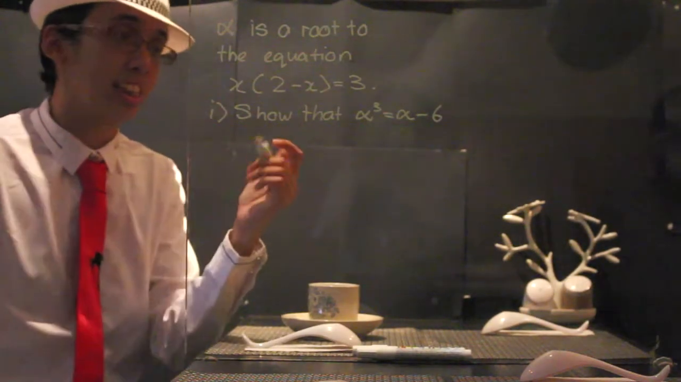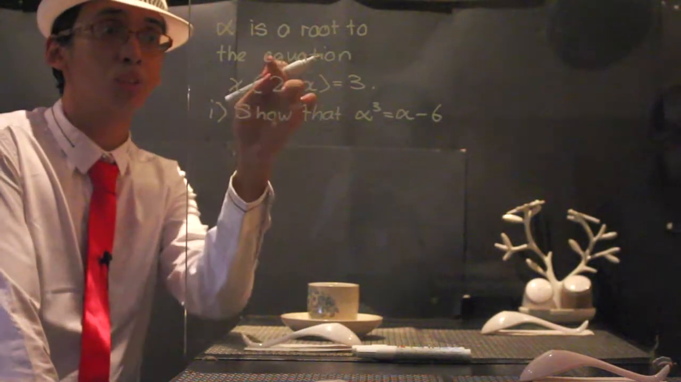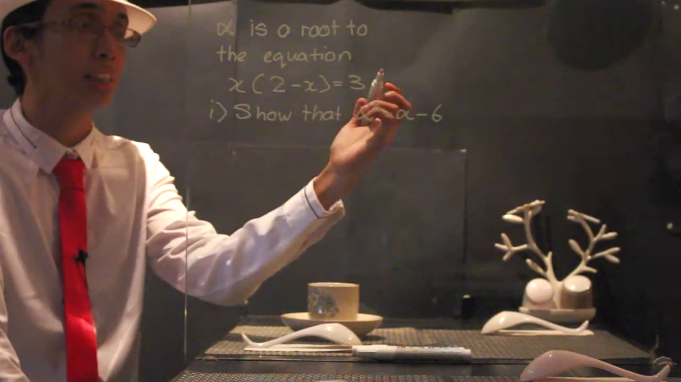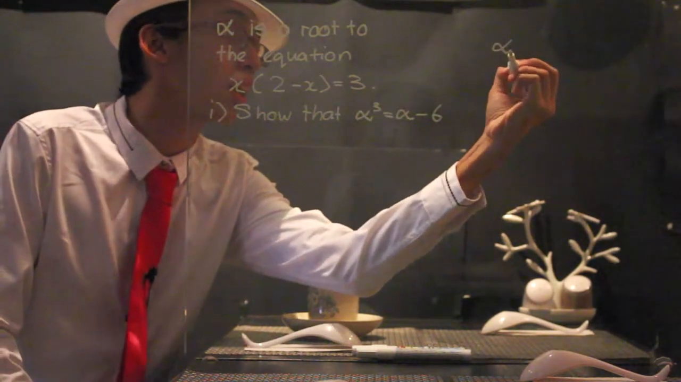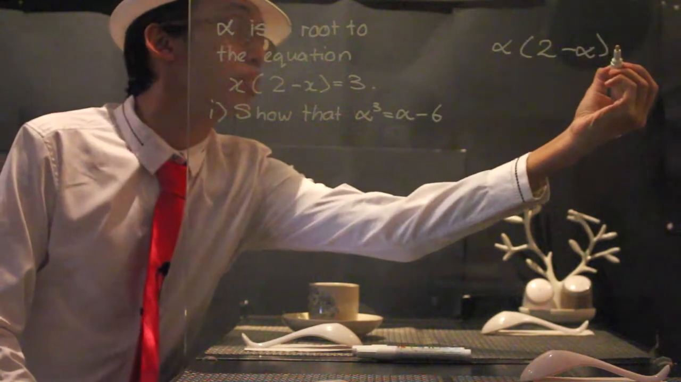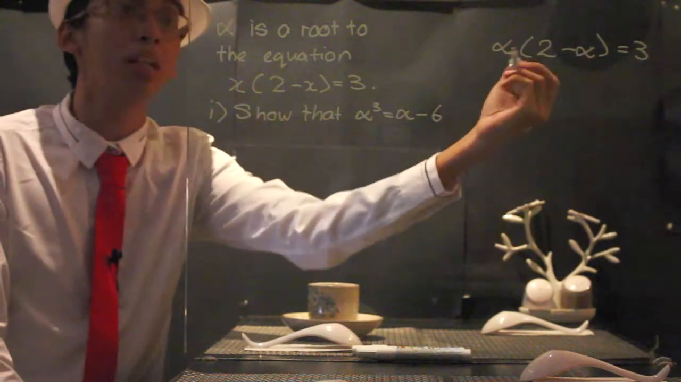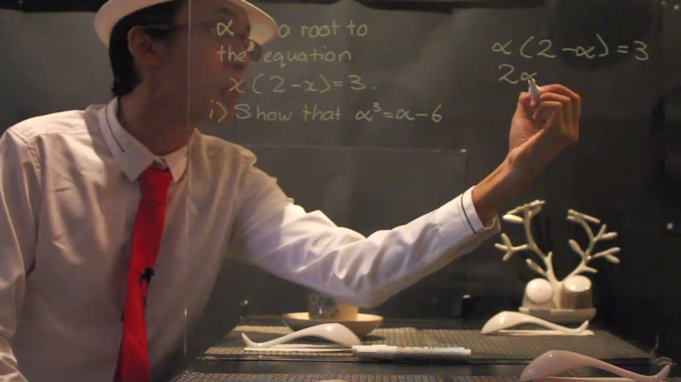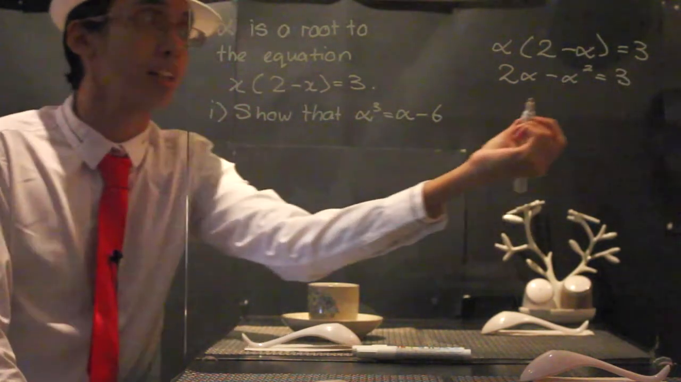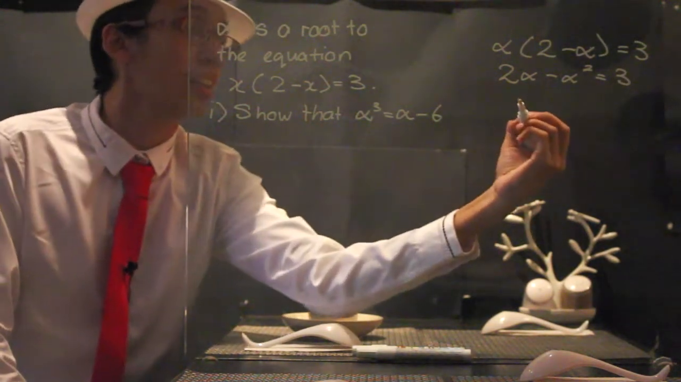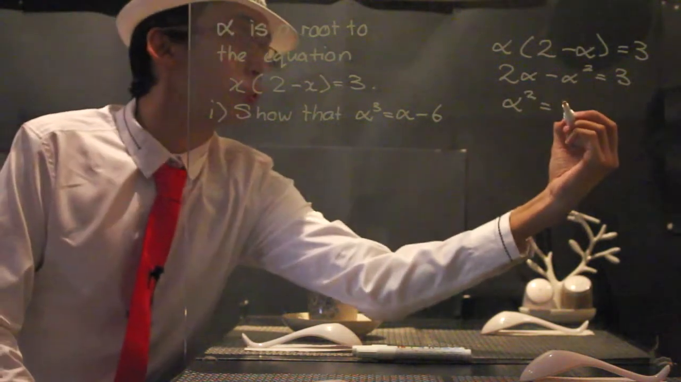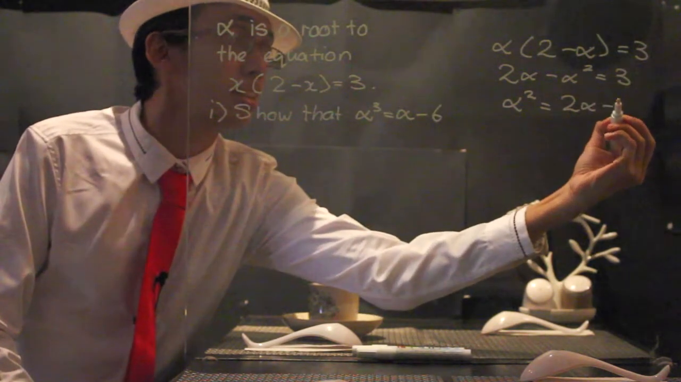To solve this question, since we know that alpha is the root of this equation, what we do is we substitute alpha into the equation. So we arrive at alpha(2 minus alpha) equals 3. We open up the brackets, we get 2 alpha minus alpha square equals 3. So we rearrange, we make alpha square the subject, so we get alpha square equals 2 alpha minus 3.